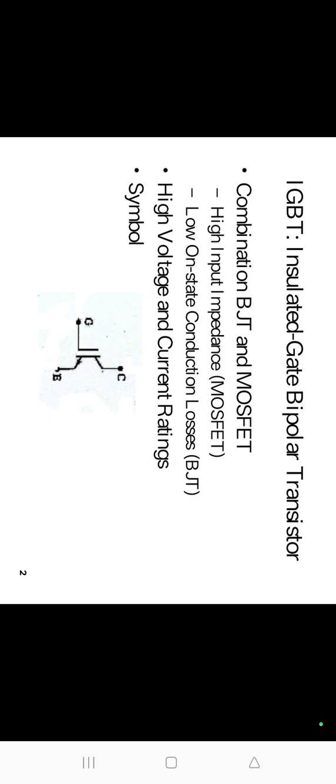Next one is non-punch through IGBT. The IGBTs without N plus buffer layer are called non-punch through IGBTs. These IGBTs have symmetric voltage blocking capabilities. These IGBTs are used for rectifier type applications.